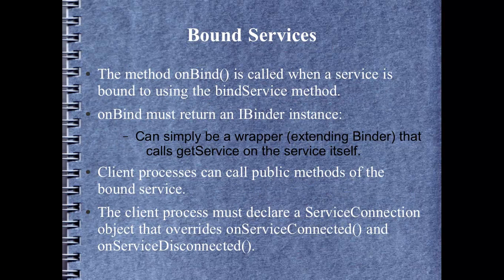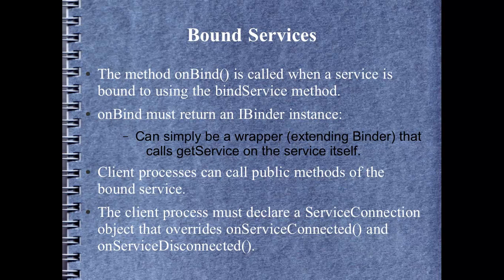The third type of service is a bound service. Now, we subclass the same class to get a service or a bound service. Remember that onBind method? In a service, we return null. Well, in a bound service, we return something called an IBinder. And this is usually just a wrapper that extends the Binder class that calls getService on itself and returns this bound service. Once you have a binder, you can have methods in the bound service that aren't connected to anything but themselves, and then client processes can call those methods as long as they're public.